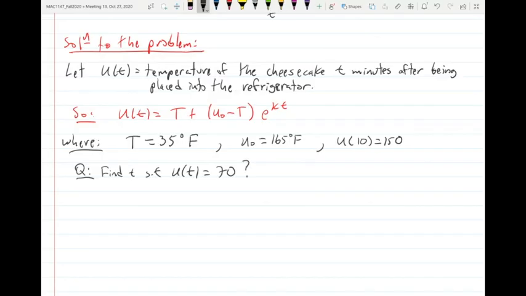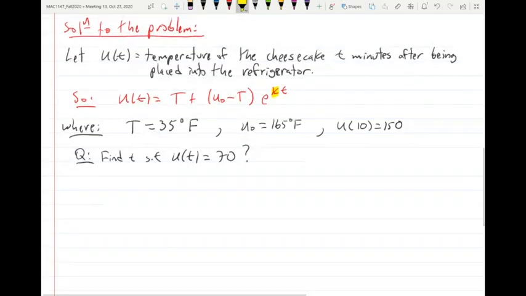We just want to know what t we need to plug in to get 70 as an output for this function. So it should be clear that to answer this question, the first thing we should do is figure out this k, right? Because once we know k, then we can just make the equation equal to 70 and then solve for t. So first we need to find k.